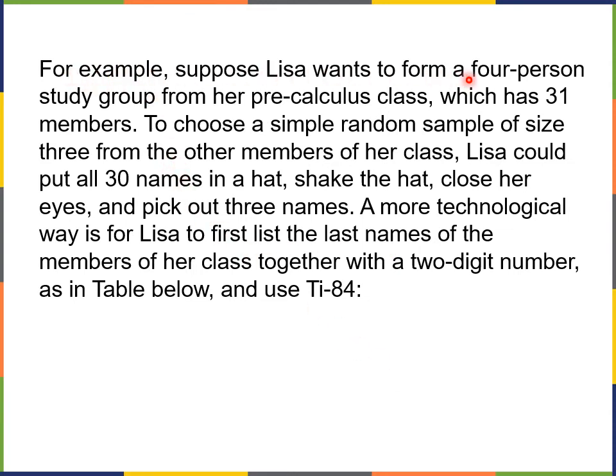Say Lisa wants to form a 4-person study group for a pre-calculus class that has 31 members. To choose a simple random sample of size 3, let's say, from her classmates, she puts all 30 names into a hat, shakes the hat up, closes her eyes, picks 3 names. Well, that's pretty random, right? That's the most random you can get. And a random number generator could do the same thing. You could use calculators to do this. You could use computers to do this as well. The hat is a pretty crude example of it, but it works the same way.